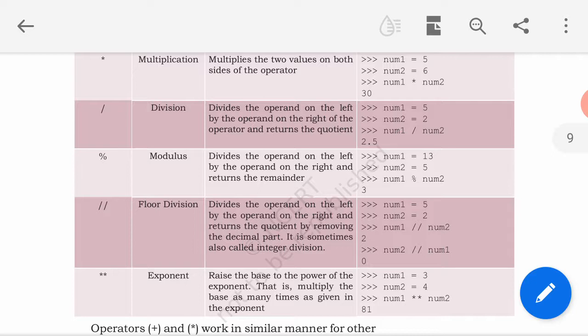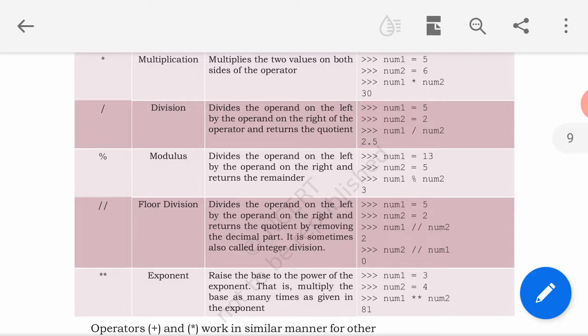आप division में देखिए, division में you are getting output as 2.5, but in floor division 2, means the number after the decimal is being truncated, or you can say only the whole number or the number before the decimal is being displayed. Similarly, num2 floor division num1 it is giving value 0.